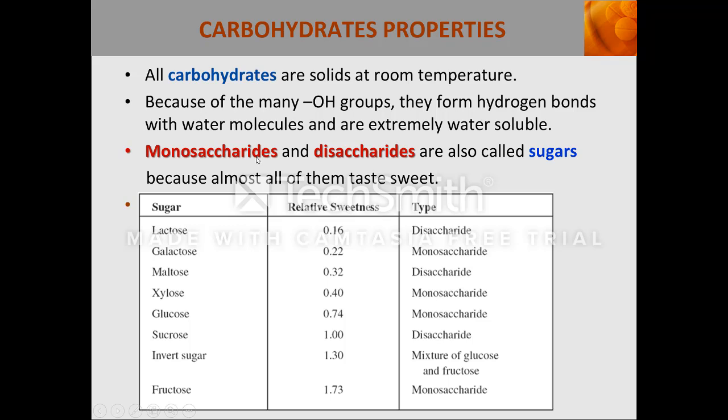As I mentioned at the beginning of the lecture, monosaccharides and disaccharides are also called sugars because almost all of them taste sweet. In the table below, we can see that fructose is the sweetest to taste, as indicated by its relative sweetness value. It is equal to 1.73, and we can see that it's greater than the others.